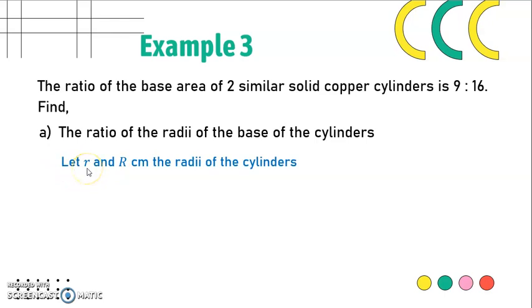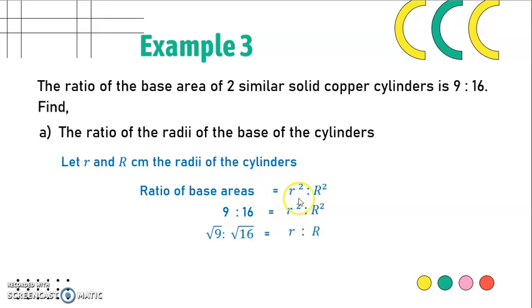first we have to let small r and big R centimeter be the radii of the cylinders. Okay? So we know that the ratio of base area is equal to r square is to R square, because it's in area. So we can say that 9:16 is equal to r square is to R square here. Since we want to find the ratio, what we need to do is move the square to one side and it becomes a square root. And then the answer should be, the ratio is 3:4. Okay, so this is the ratio for the radii of the base of the cylinders.